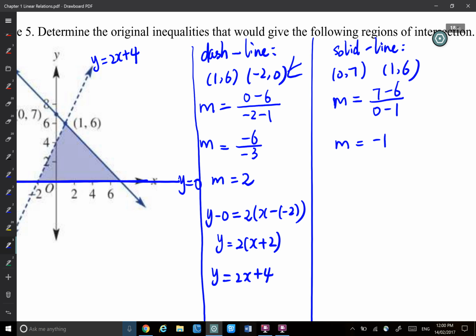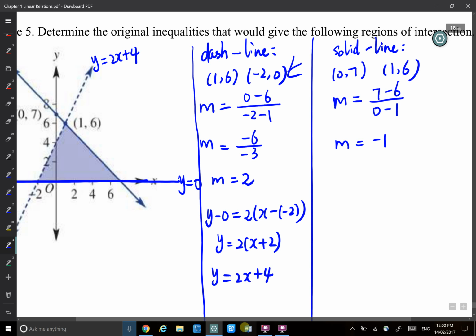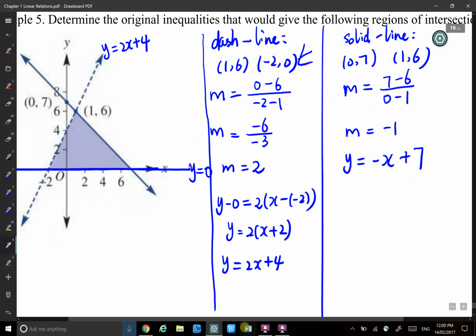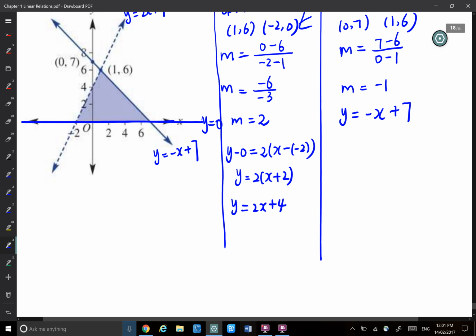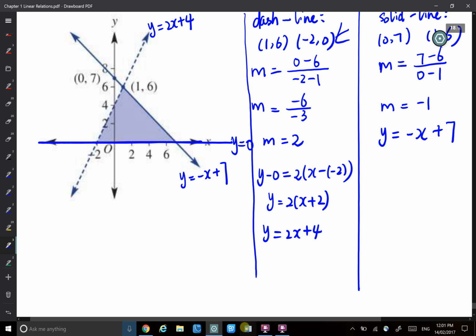Do I know the y-intercept for this one? Yes. So we can directly write y equals mx plus c, which is minus x plus 7. That is the solid line: y equals minus x plus 7. Now I have worked out the 3 lines, so that should be 3 inequalities.